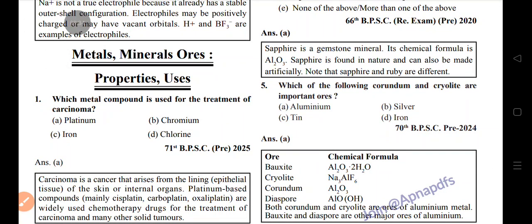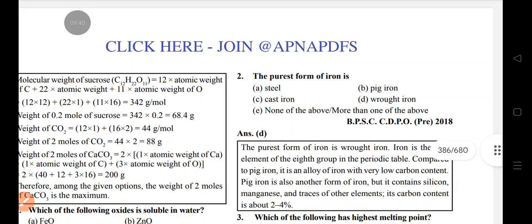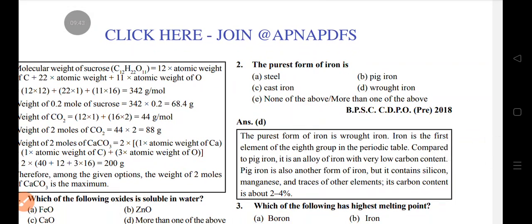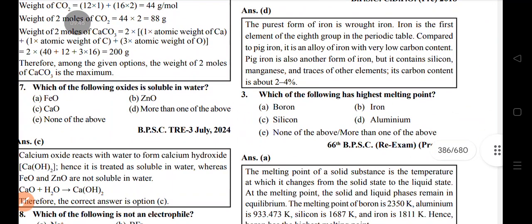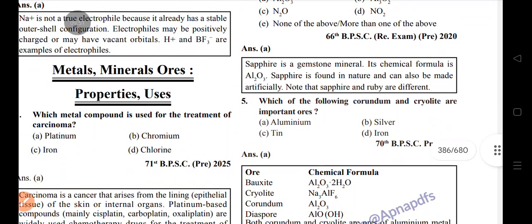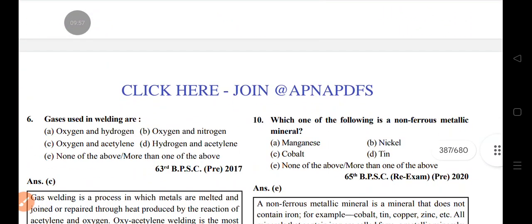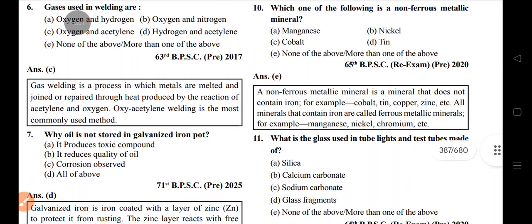Which metal compound is used for treatment of carcinoma? Platinum. Purest form of iron: wrought iron. Highest melting point: boron. Chemical formula of sapphire and ruby: Al2O3. Corundum and cryolite are important ores of aluminium. Gas used in welding: oxygen and acetylene.